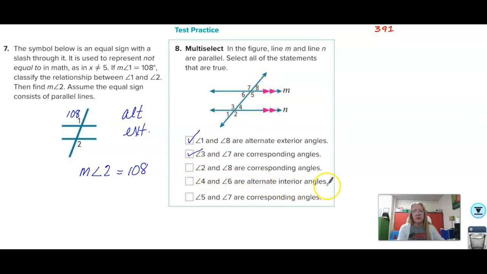4 and 6 are alternate interior. Here's 4 and here's 6. They're on opposite sides of the transversal, so they are alternate. They're inside the parallel lines, so they're alternate interior. This is correct. 5 and 7 are corresponding. No. 5 and 7 are actually vertical angles. Angles that share a vertex are called vertical angles. They are not corresponding. So the only correct ones were the first one, the second one, and the fourth one.